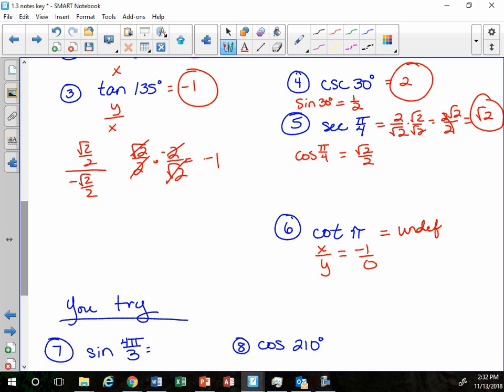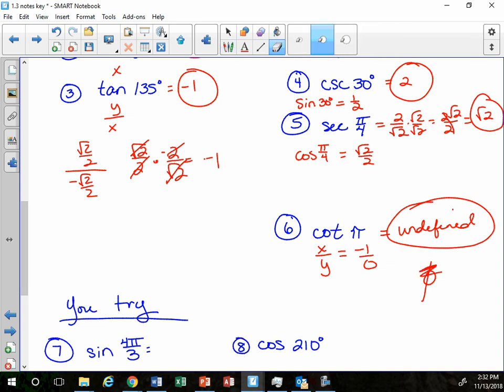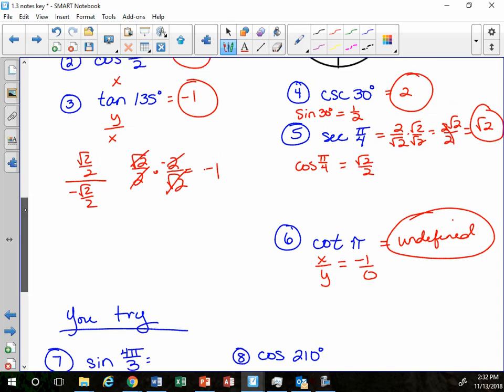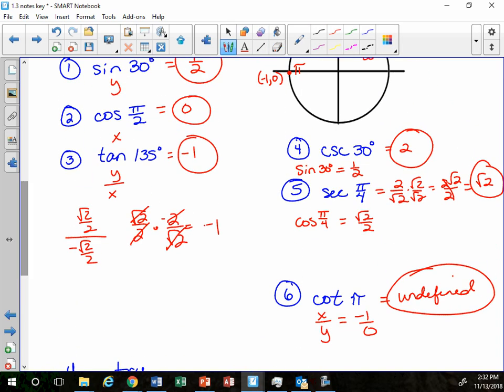Undefined is your answer. Don't tell me no solution. Don't draw this weird 0 with a line through it. No, no, no, no, no. Undefined, okay? No solution is when you're solving and there's not an actual solution. This is evaluating and it's undefined, meaning it cannot be evaluated. Undefined is the only acceptable answer for that, okay?